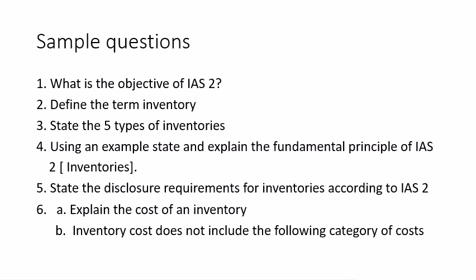Number one, what is the objective of International Accounting Standard number two? Number two, define the term inventory. Number three, state the 5 types of inventories. Number four, using an example, state and explain the fundamental principle of International Accounting Standard number two. Number five, state the disclosure requirements for inventories according to International Accounting Standard number two. And number six, explain the cost of an inventory.